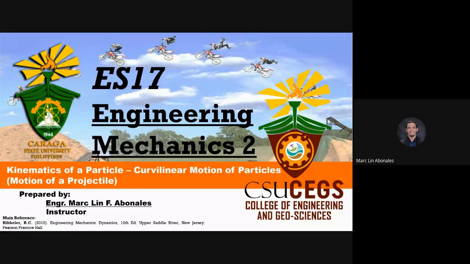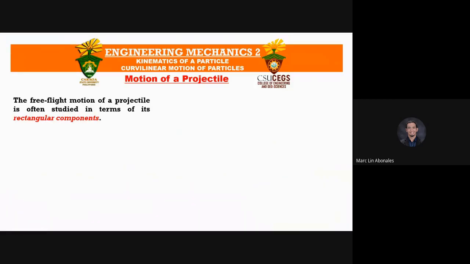It's because when you throw an object into the air, the only force that acts on the body is gravity. So that's why the acceleration during free fall and also during projectile motion is always constant. The acceleration is a constant, which is what we call gravity. So speaking of projectile motion, the free flight motion of a particle is often studied in terms of its rectangular components.